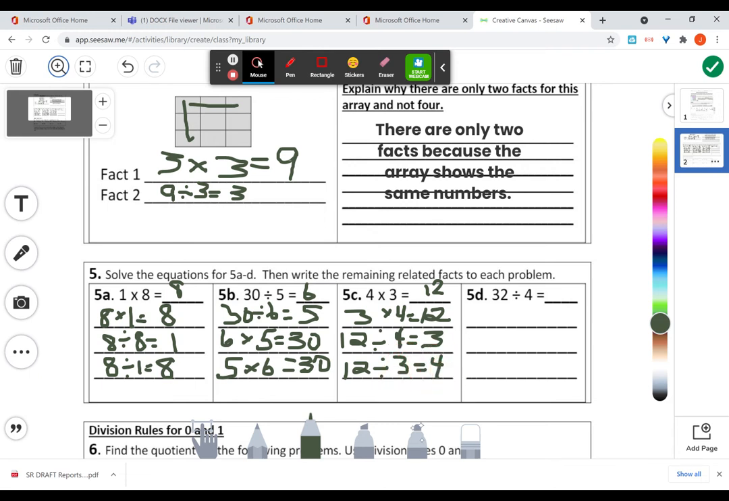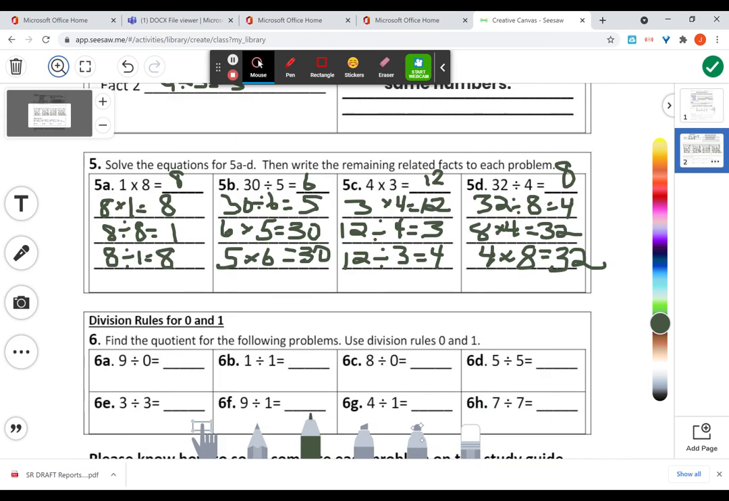And our last one, 32 divided by 4, I know that that's 8. So I can go ahead and make my second division equation. The 8 is the divisor this time, and 4 is going to be the quotient. Now I can do my multiplication sentences. And then 4 times 8 equals 32. So just make sure that you're spot checking that you actually have division equations that make sense. Remember, your division equation starts with the greatest number. Your multiplication sentences are going to end with the greatest number.